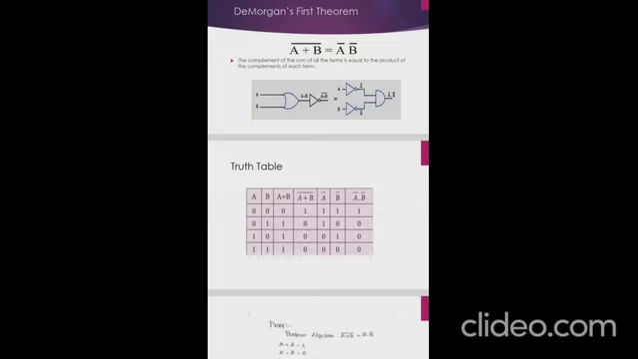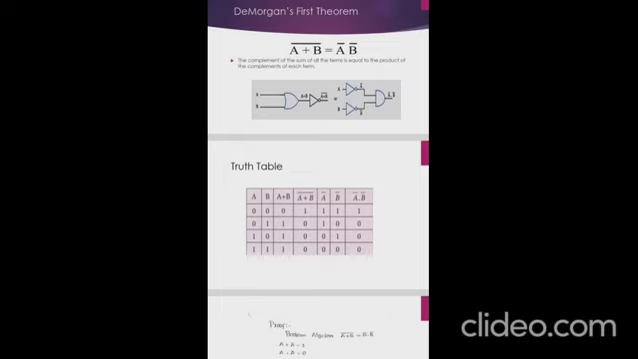The inputs are A and B. Here the NOT gate represents the inverting operation, that is the complement of inputs A and B. So after the NOT gate, the value is A bar and here it is B bar. This goes to an AND gate and we get the result finally, A bar dot B bar.